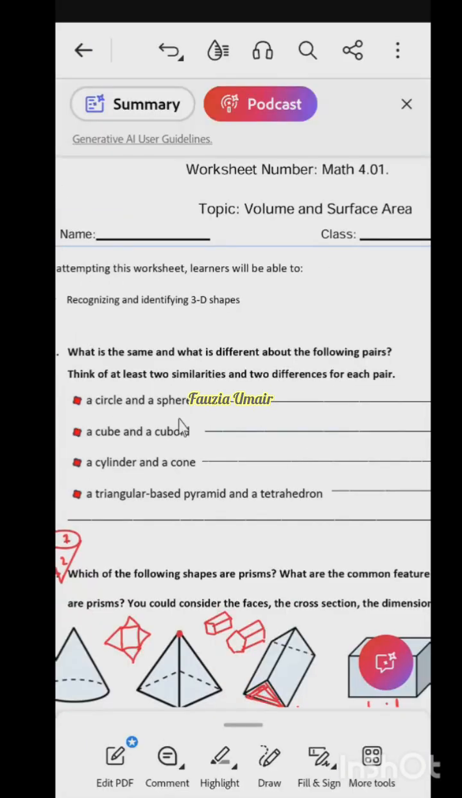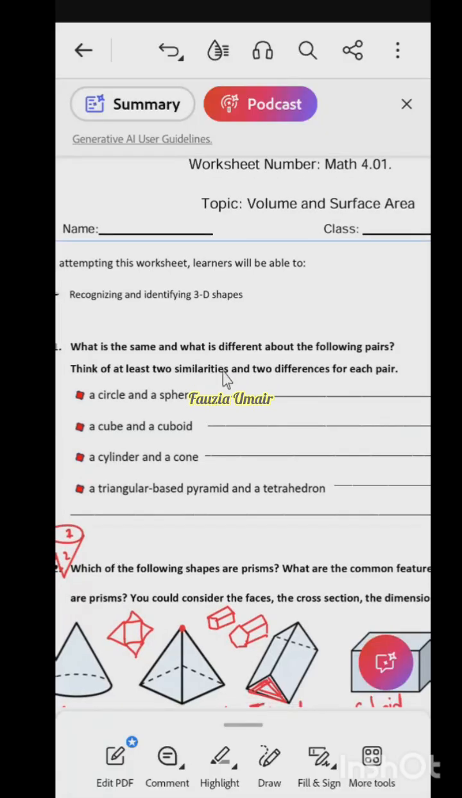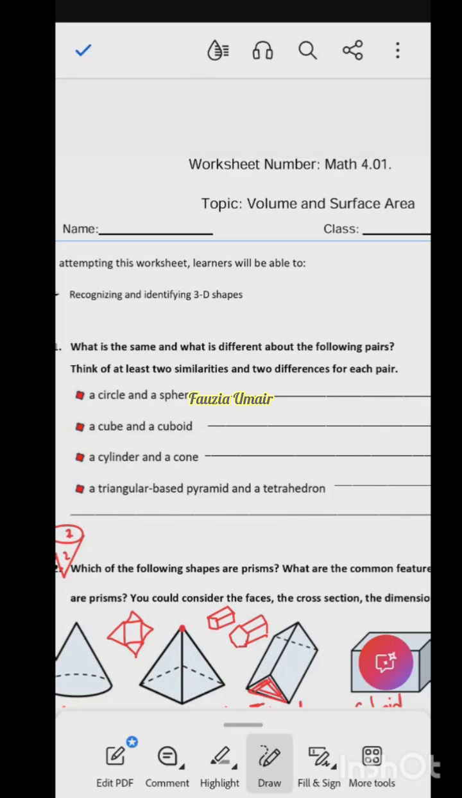So a circle and a sphere. What can be the similarities? Round. They are all round, right. That's right. They are round, and they have only one face.